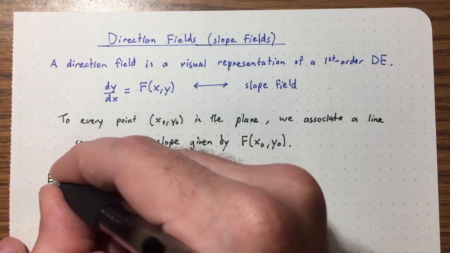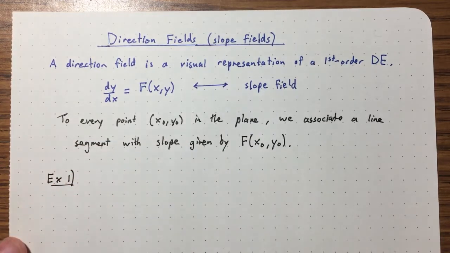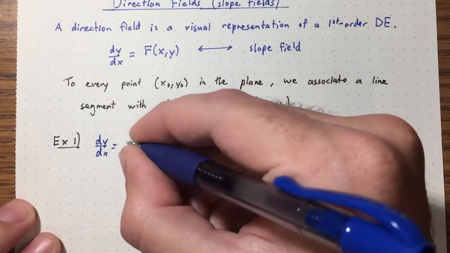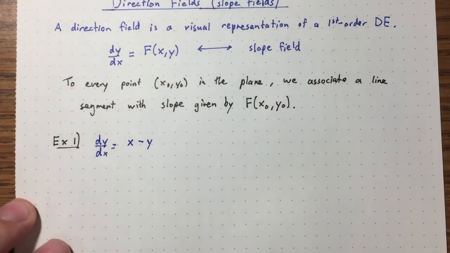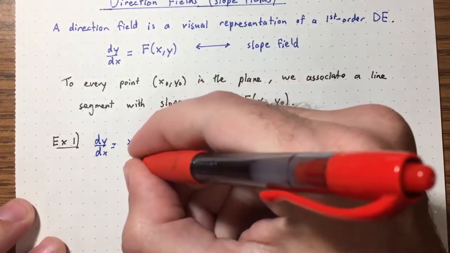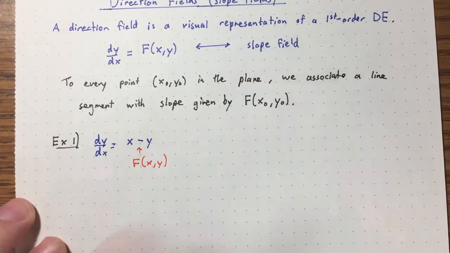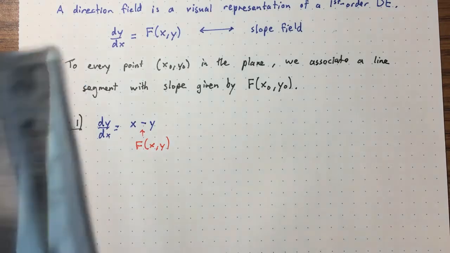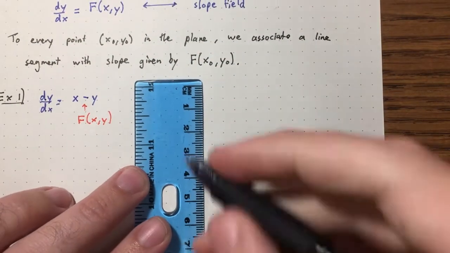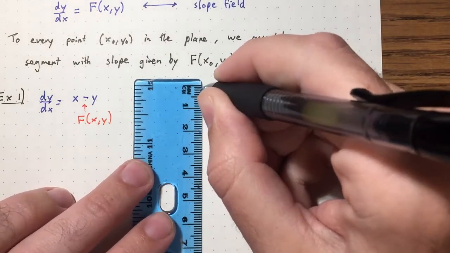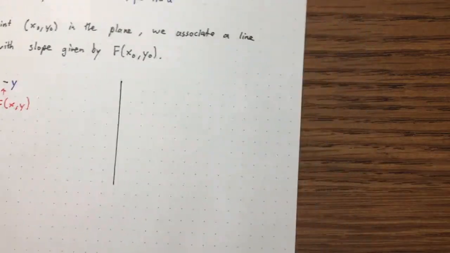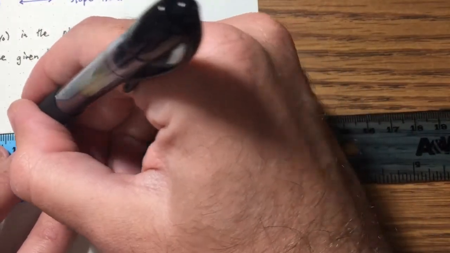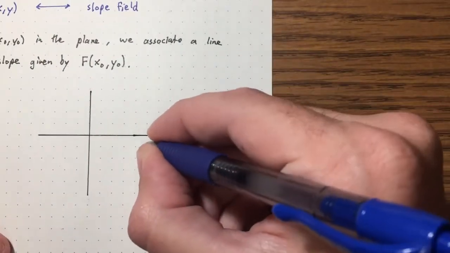So let's look at, call this example one. So suppose we have this differential equation, dy/dx equals, let's do x minus y. So this right here is going to be my capital F of x, y. And what I'd like to do is create a direction field for this differential equation. So I'm going to draw some coordinate axes here. And so we'll have, as usual, the x-axis and the y-axis.